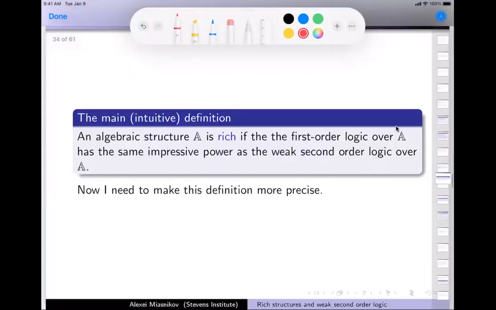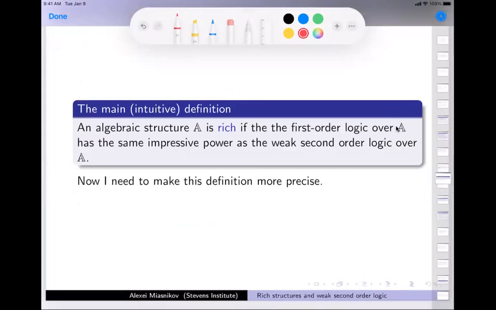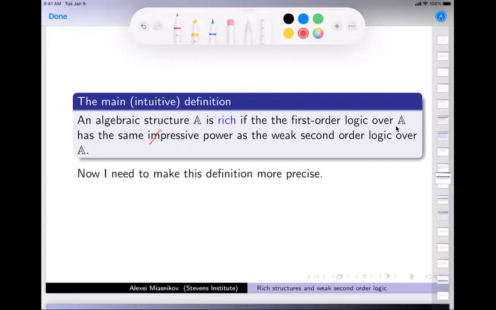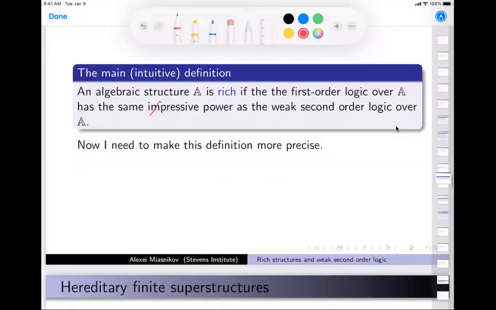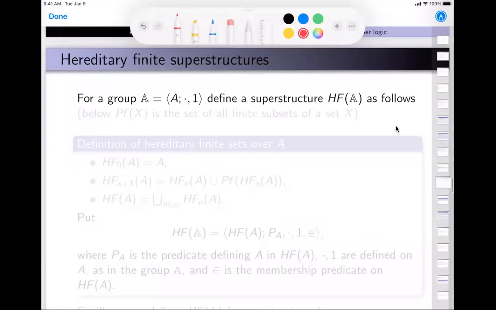So now comes the notion of a rich structure. An algebraic structure A is rich if the first order logic over the structure has the same expressive power as the weak second order logic over A. I need to explain what precisely this means. To this end, I would like to introduce the hereditary finite superstructure over A. It's well known. I do it for a group, but it works for any structure. So you have, say, a group, and you define HF of A as follows.